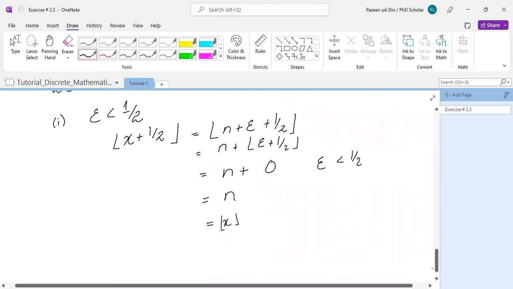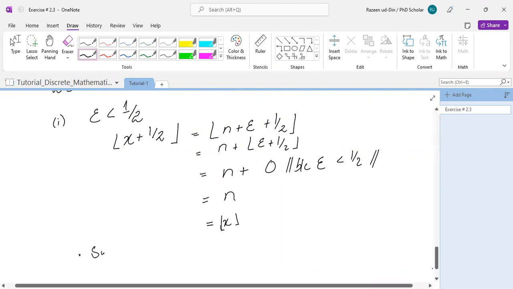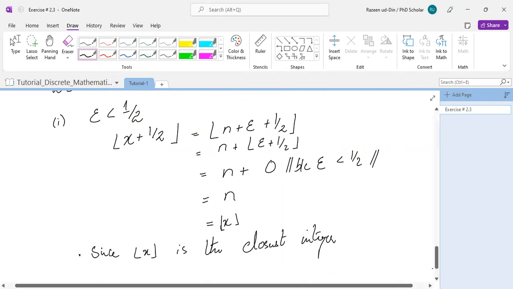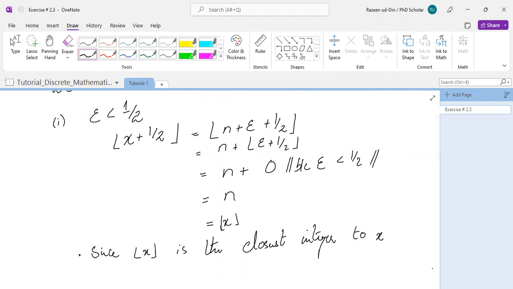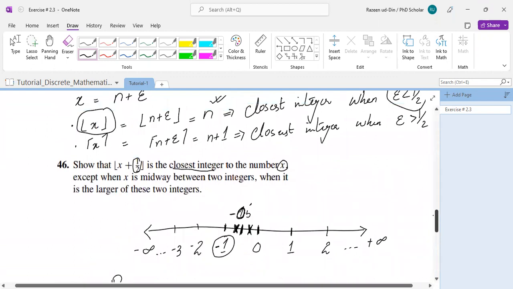And the floor of x is the closest integer to x in the case when epsilon is less than half. So we prove the first part of the question, which tells us that whenever you take the floor of x plus half, this will give us the closest integer to the real number x.